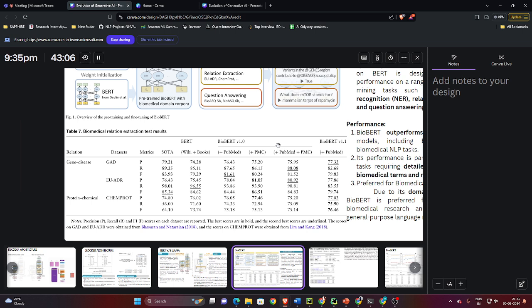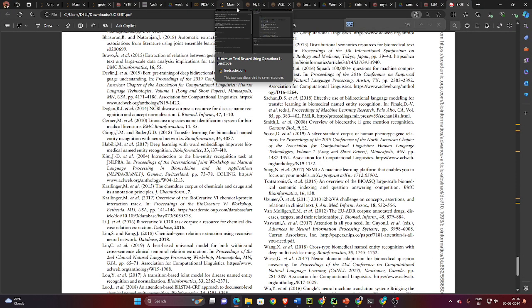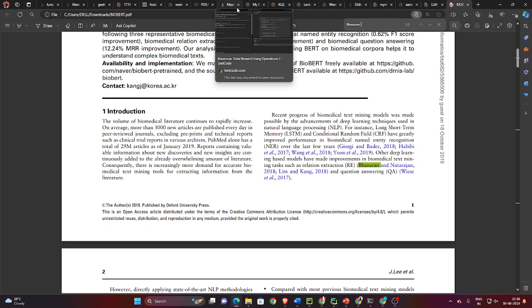So here it says the notes: precision recall scores on each dataset are reported. The best scores are in bold. The scores on GAD and EU-ADR were obtained from Bhushan and Natarajan 2018. So the scores on GAD, what is this about? GAD, genes and diseases data sets. That's just the data set name.